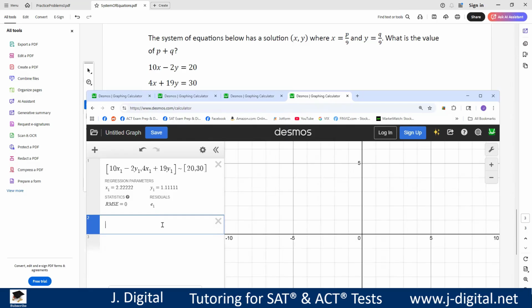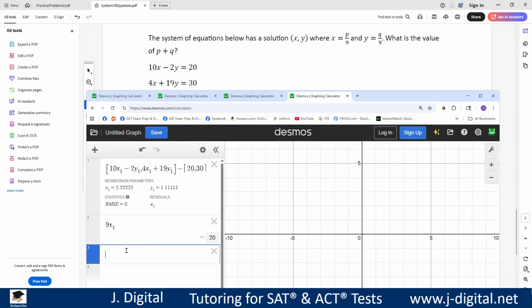Okay. Now we want p, and x is equal to p over 9. So to get just p, we multiply x1 times 9. Okay, it gives us 20. Same thing with y1, multiply that by 9. It gives 10. And then p plus q would be 20 plus 10, or 30.